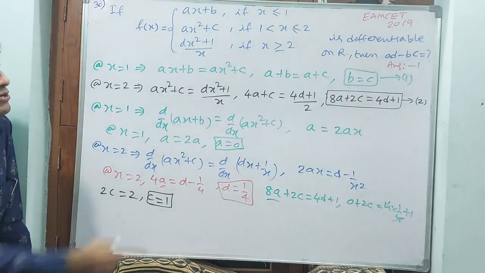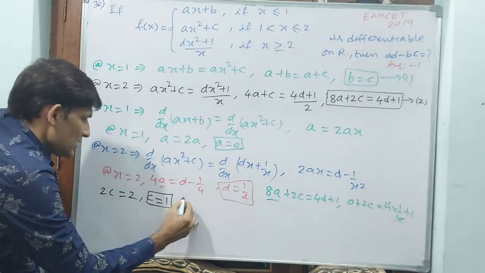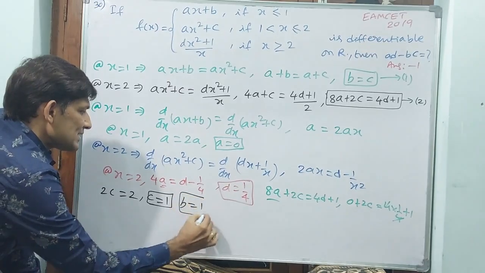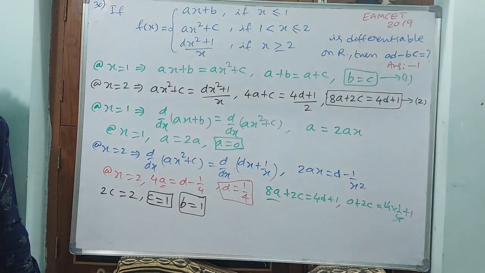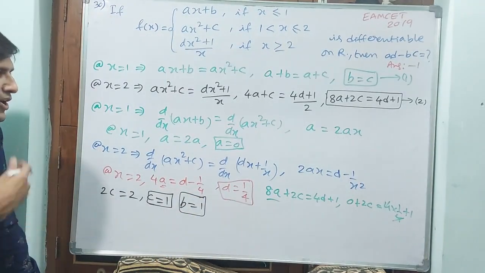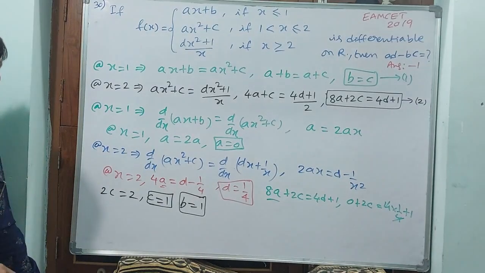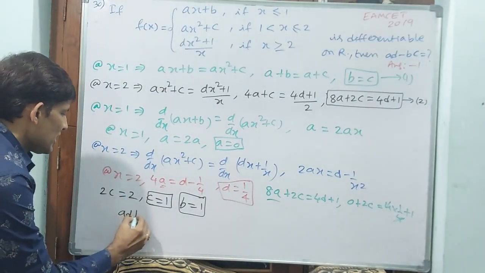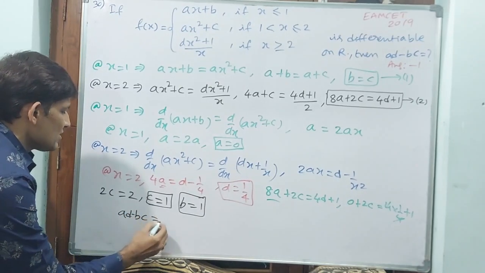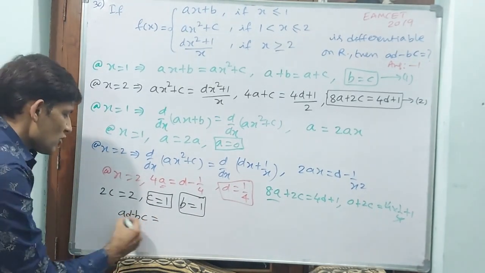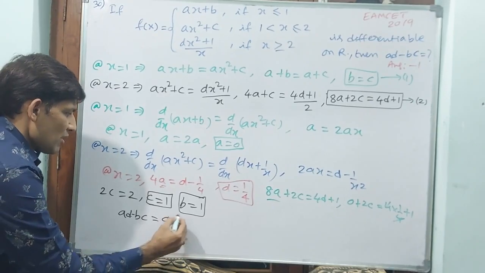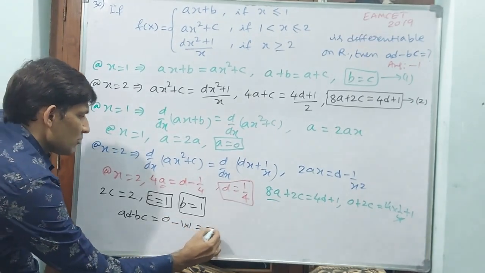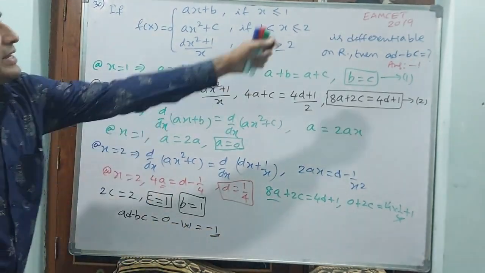C is equal to 1 means go for first equation. B is equal to C. Then B is also 1. That means your A, B, C, D all values you have got. Now you can find AD minus BC. AD minus BC is equal to A is 0, so this becomes 0 minus B into C, 1 into 1, that is equal to minus 1. Your answer is minus 1.